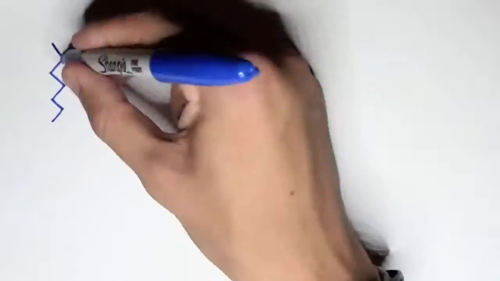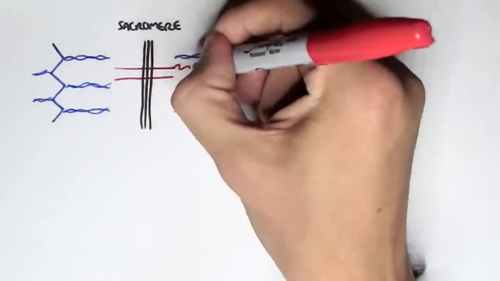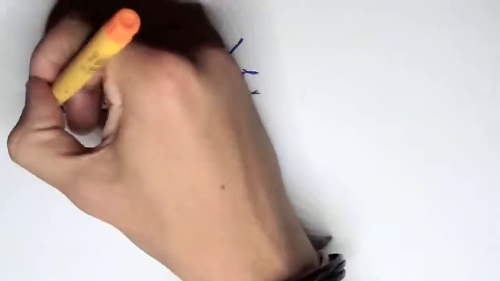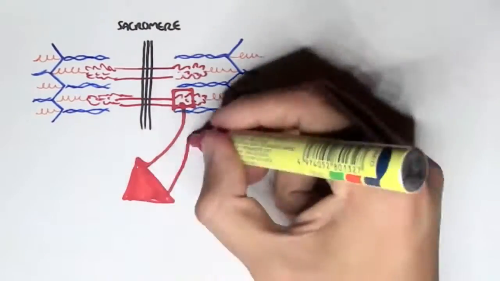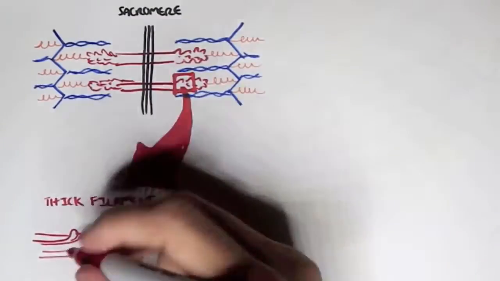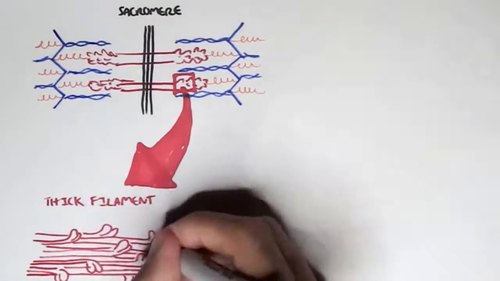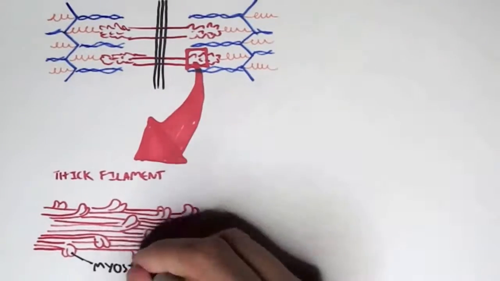So just recapping, here's what our sarcomere looks like, and it contains the thin filaments and the thick filaments. The thin filaments in blue and the thick filaments in red. So let's get a portion of this thick filament, and this is what it looks like. And it contains many myosin heads, usually in doubles, as you can see.